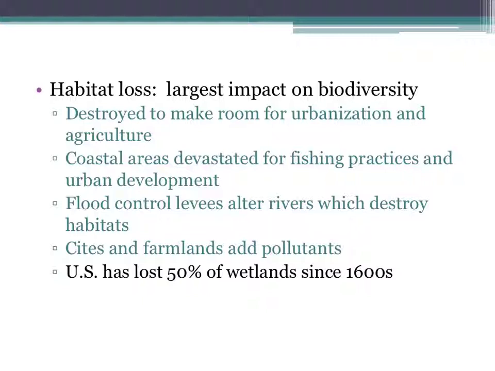We're controlling that. Cities and farmlands do add pollutants to these areas too, unfortunately, and that does cause cultural eutrophication in things like wetlands. And unfortunately, the U.S. has lost about 50% of our wetlands since the 1600s, which is a terrible thing. We're trying to reverse that effect right now. That's it for Chapter 7.